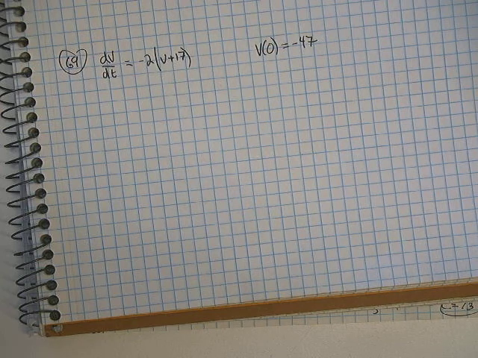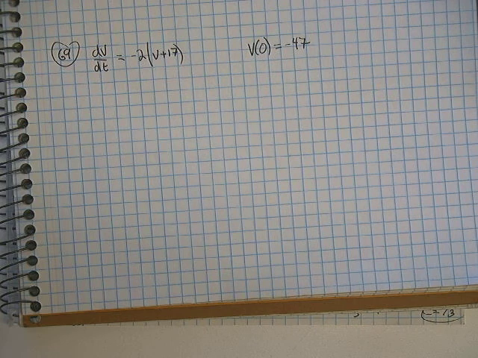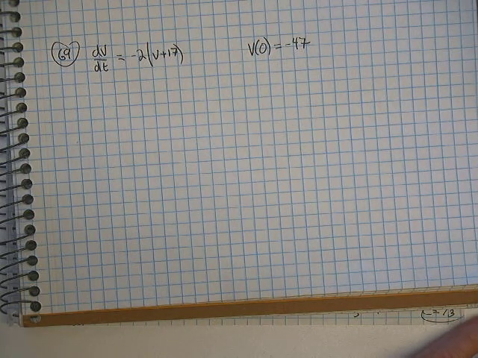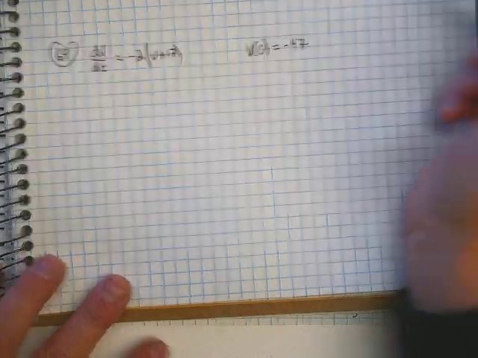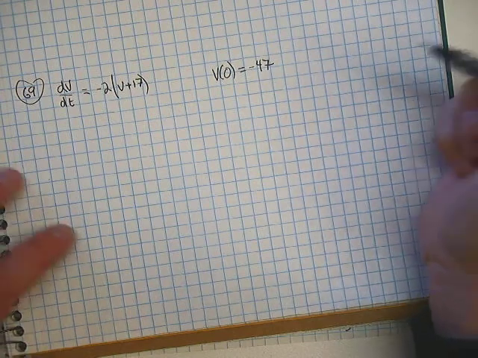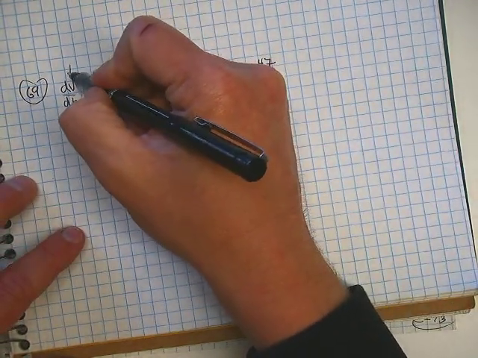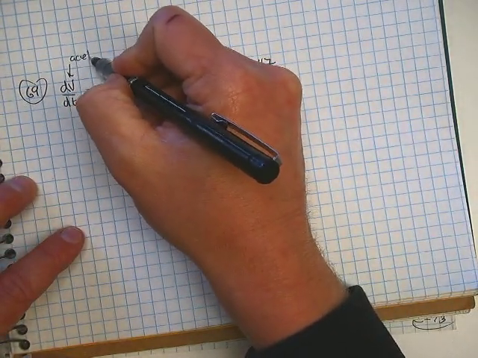Right? All right. Now we got dv dt, number 69 says dv dt equals negative 2 times v plus 17. And it says v of 0 equals negative 47. So the actual equation says let v of t be the velocity in feet per second of a skydiver at time t seconds, t is greater than or equal to 0. After her parachute opens, her velocity satisfies the differential equation dv dt equals negative 2 times v plus 17 with initial condition v of 0 equals negative 47.